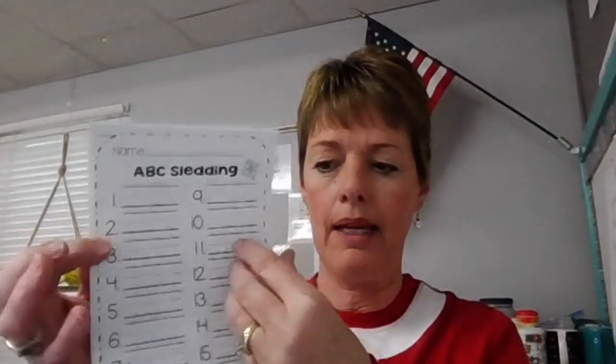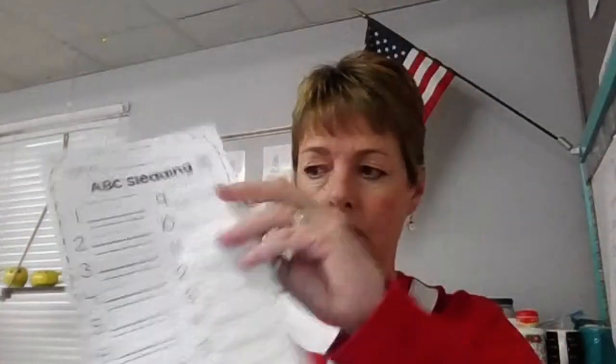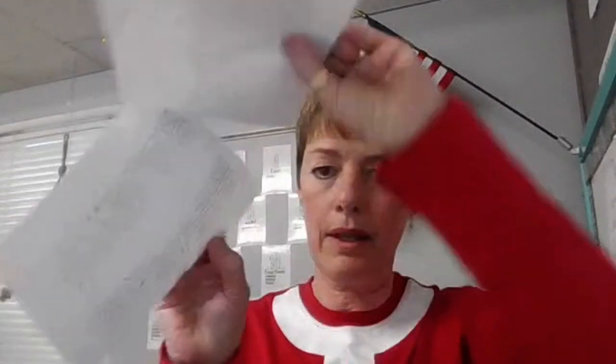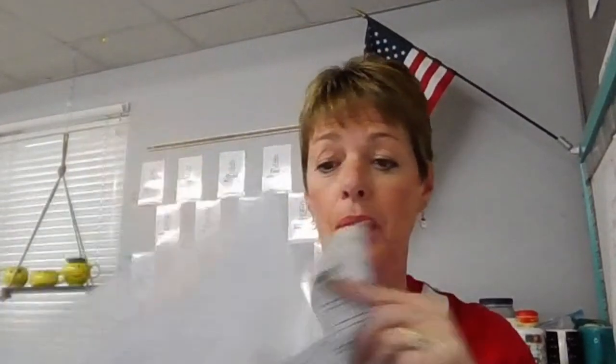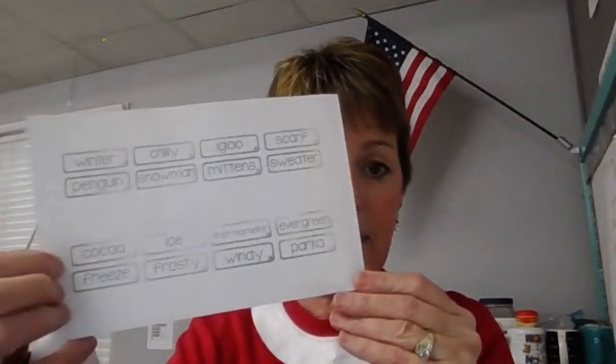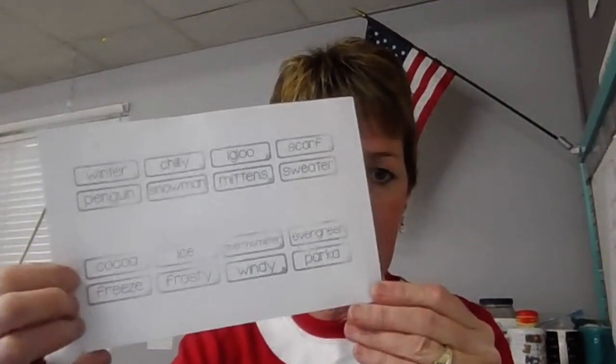Hello, second graders. Today you are going to be putting some words in ABC order. You have a little packet that looks like this, and there are actually 2 and 3 sheets that are all stapled together. You need to take off the very back one. The back one has all of the words that you're going to be looking at. So take that one out so you can look at it.